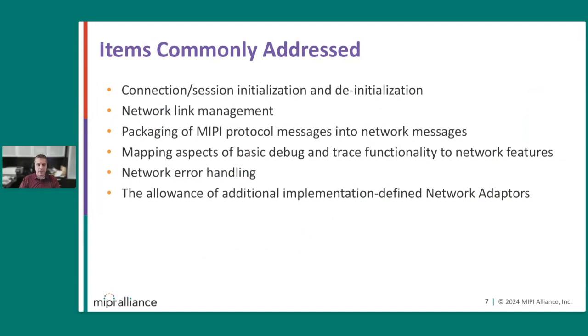Obviously, it's about packaging, right? Like I said, how do I put sneak peek into a USB data packet, right? So we talk about how you package that and how that's done. How do you, at that network layer, address basic debug capabilities, maybe some triggering and things like that? Obviously, error handling, how that's going to be done for the various different networks. And again, as I mentioned before, we have these allowances to put in your own implementation defined networks. If you have another infrastructure that's coming in with its protocol, how can you bring that in as another piece at that network adapter layer into the network?